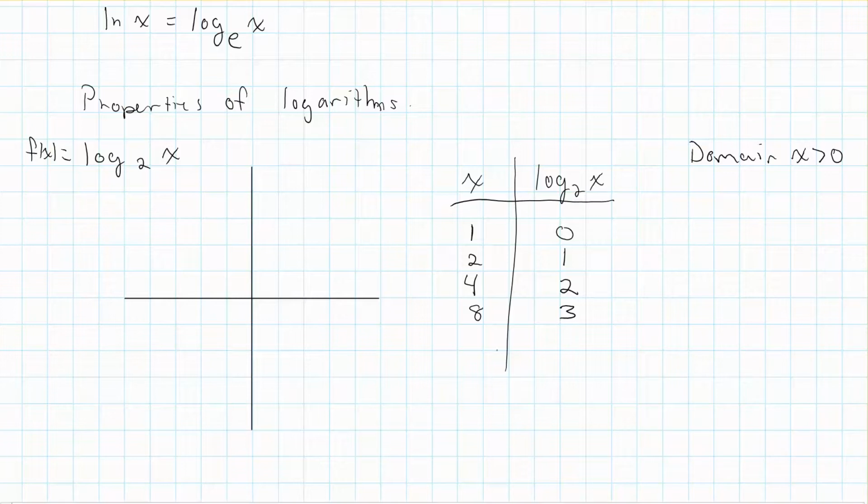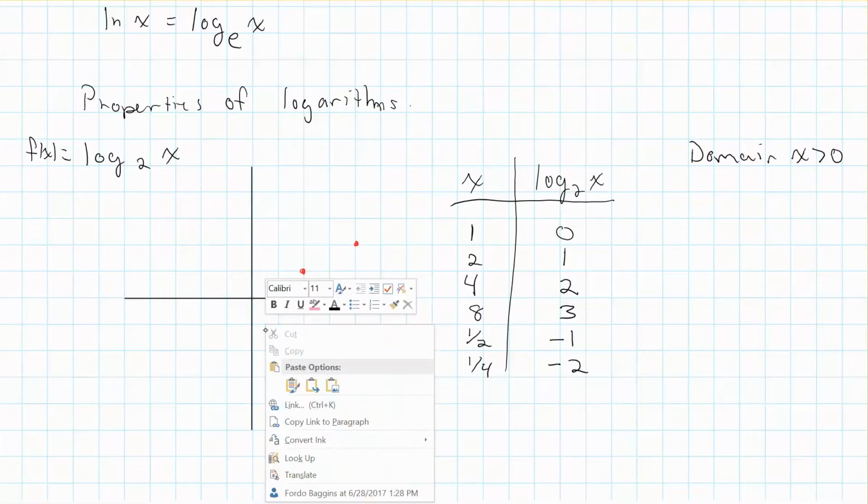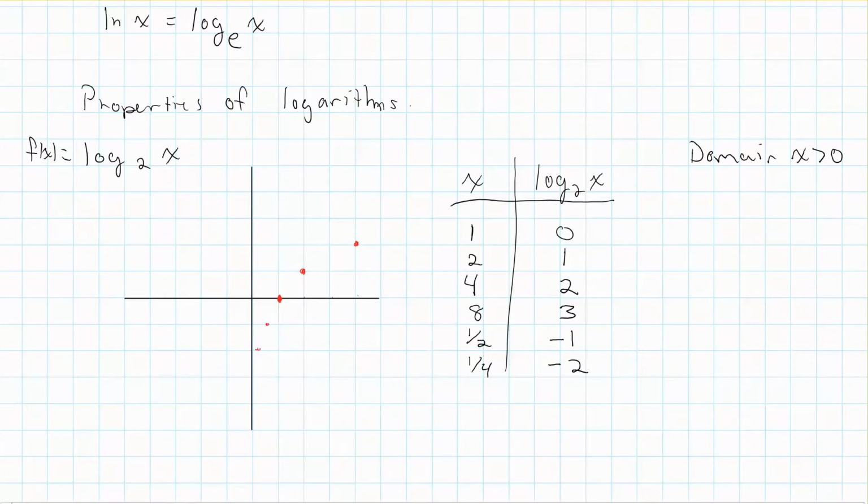And we could do some smaller numbers too. If you did 1/2, this would be negative 1. 1/4 would be negative 2. So you can see how it's really easy to get some points on these logarithms. All right, so it's got an x-intercept of 1. And then at 2, it's 1. And then at 4, it's 2. And then at 1/2, it's negative 1. And then at 1/4, it's negative 2. Not the best sketch, but you get the idea here.